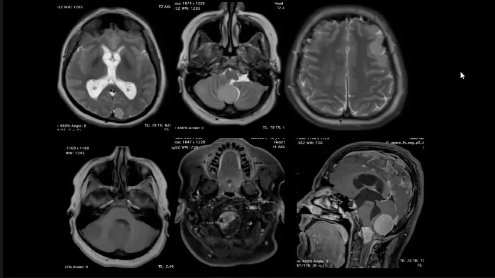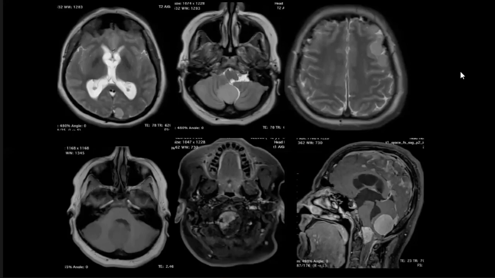And another lesion is also seen at the level of foramen magnum, which is also hyperintense on T2. The rest of the brain parenchyma appears unremarkable.